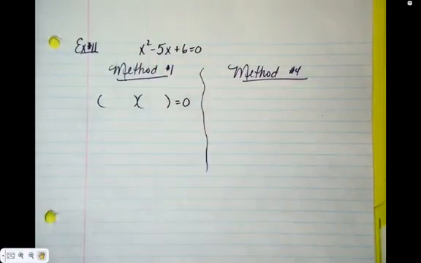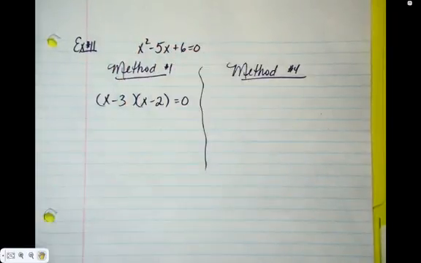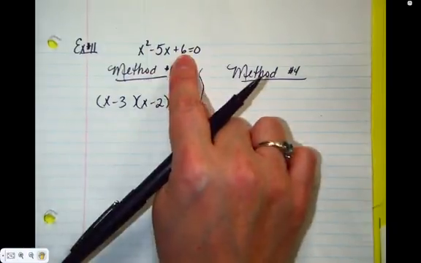Product sum. Two numbers that give us a product of positive 6 but give us a sum of negative 5. What are the two numbers that multiply to give you positive 6 but add to give you negative 5? Why not negative 6 plus 1? Yeah, when you multiply, you get negative 6. That's why that combo doesn't work.